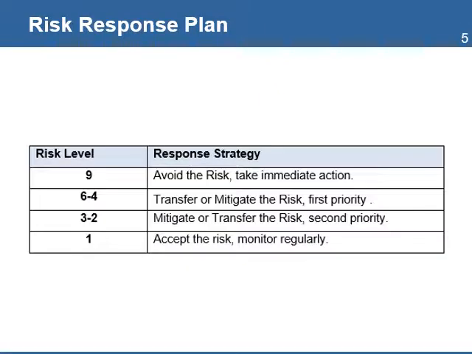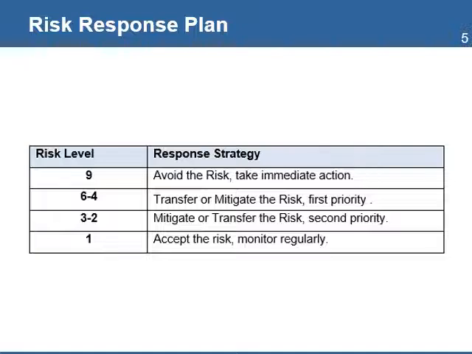For risks that have been quantified at level 9, the response should be to avoid the risk. You need to take immediate actions. For risk with levels between 6 and 4, the strategy is to transfer or mitigate the risk. This group of risk is your first priority, and with this type of response.